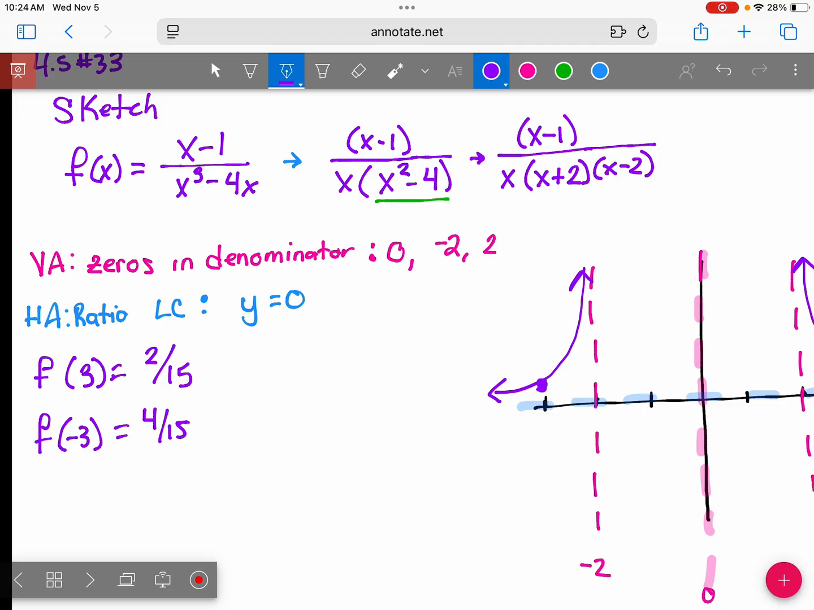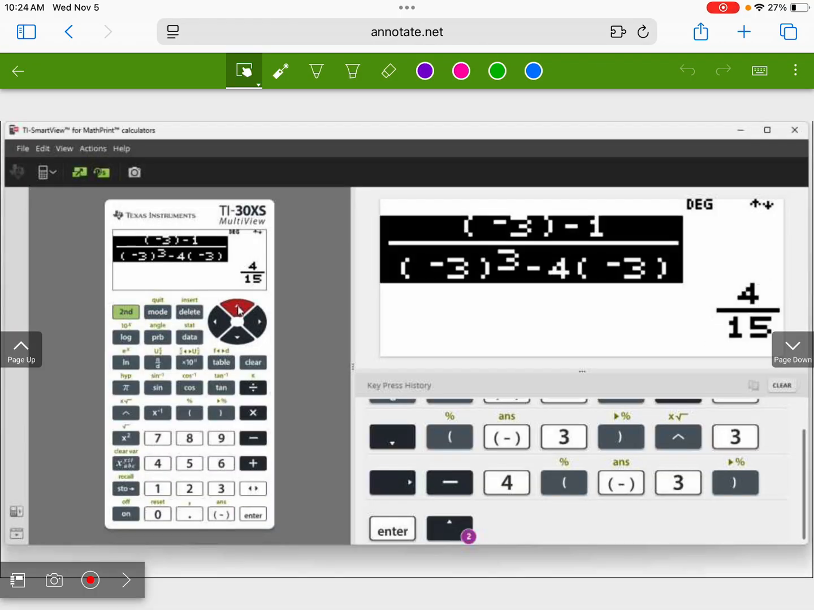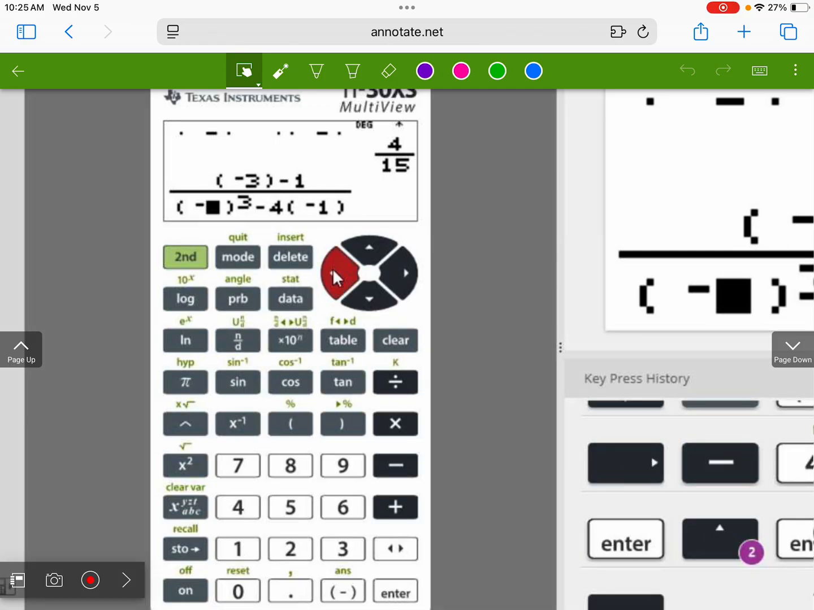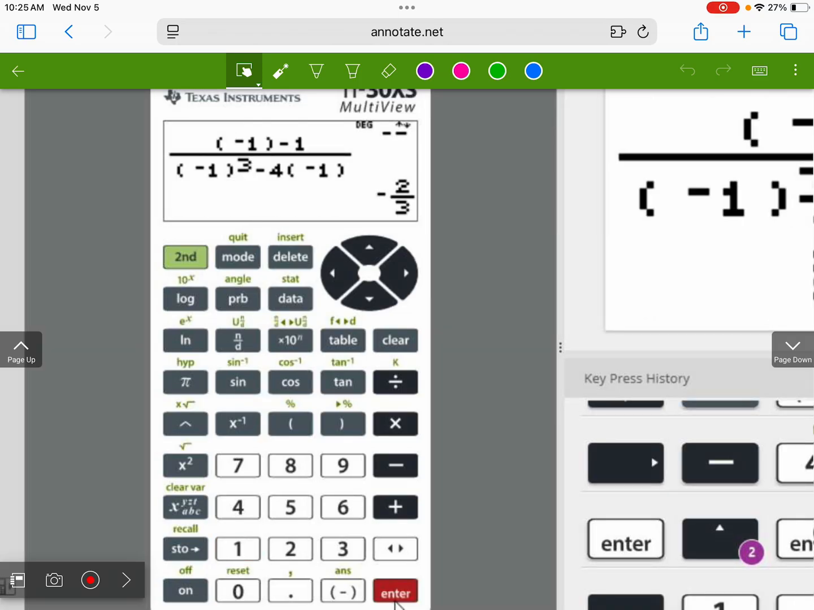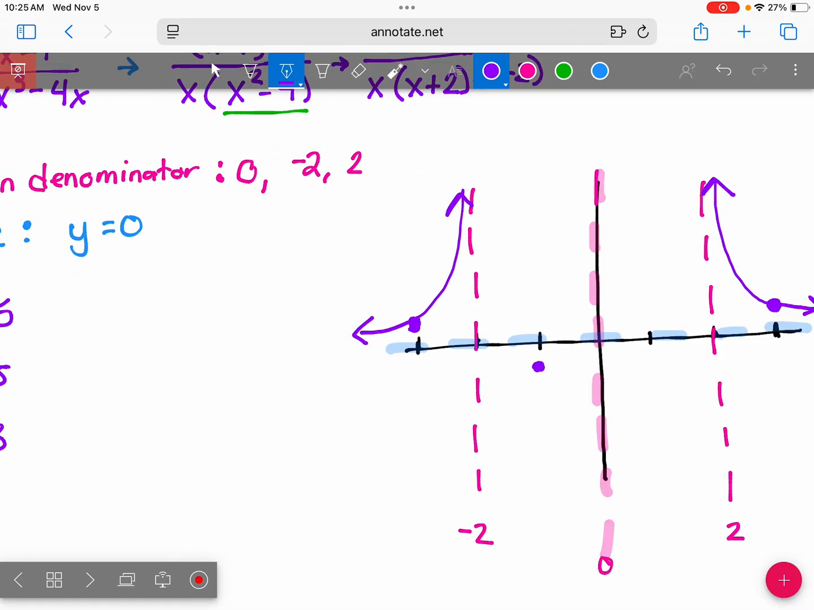So if I want to see what's happening, we know what's happening at -2, so maybe I want to see what's happening at -1. The benefit of these yellow calculators, I can hit up, up, it highlights it, hit enter, copy and paste. Then I can just go back and switch out my -3s for, let's say, a -1. And I don't have to type the whole thing again. You can swap it out. Totally valid. So when we substitute in -1, we get -2/3. So at -1, it's down here.